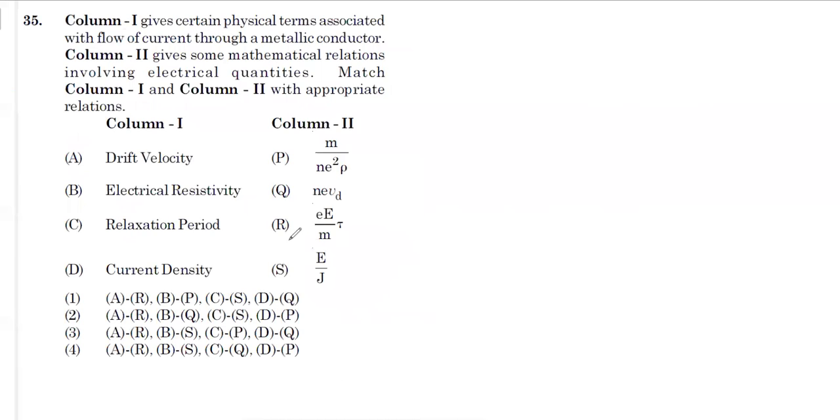So here they have given column 1 with certain physical terms related to the flow of current. Column 2 gives some mathematical relations involving electrical quantities. You have to match them. Okay, drift velocity, I have already explained in the velocity class. How can you remember drift velocity? v is equal to u plus at. You take u equal to 0. How do you get a? Remember it comes from force.